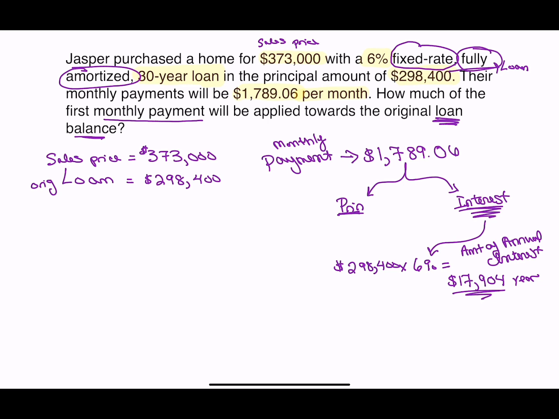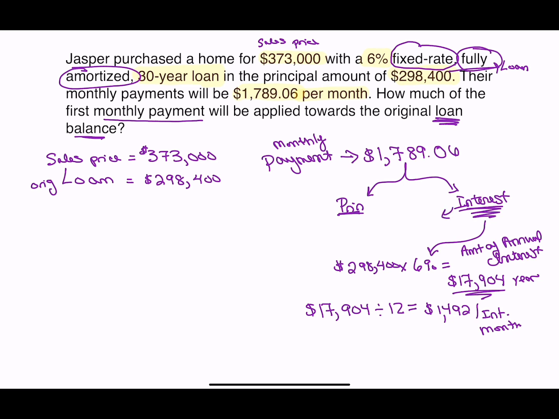But Jasper just bought the house and he's only had a loan for a month. So he doesn't want to pay the bank $17,000 for borrowing the money for 1 month. He wants to pay for 1/12 of a year. So I'm going to take the $17,904 divided by 12. And that means for the privilege of borrowing this money for 1 month, he owes the bank $1,492 in interest for 1 month.